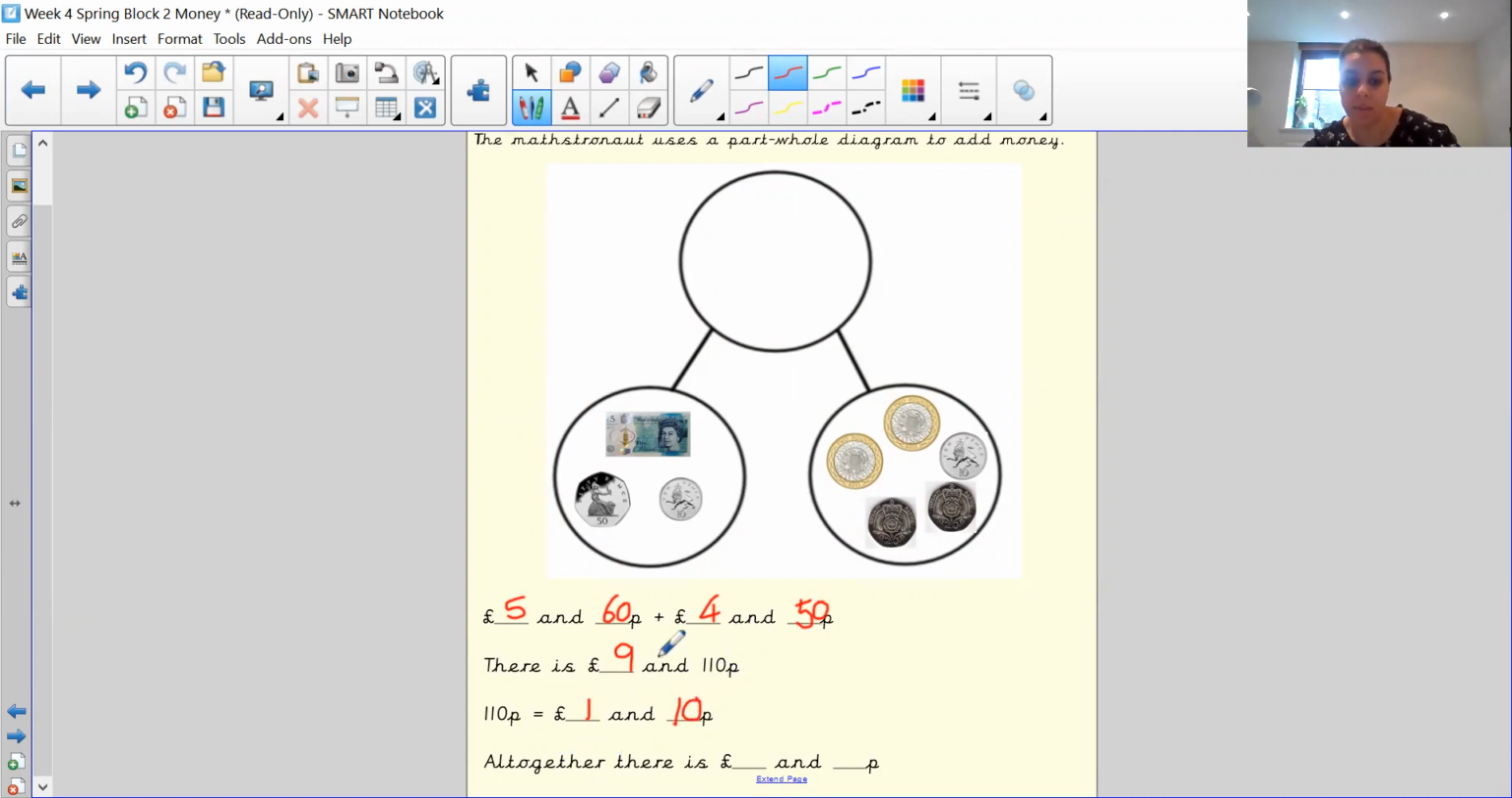So now we need to add it all together. So we've done my 110 pence, we've turned that into £1 and 10 pence. So we need to add that on to our £9. So we're going to do £9 add £1 is £10. And how many pence have we got left over? We've got 10 pence. So in total, up here, we've got £10, and you can draw it as coins and notes if you want to, that's absolutely fine. And 10 pence is our total that we've got all together. Well done if you managed to do that, that was really good. And just remember, if it's over 100, we need to convert it to pounds.